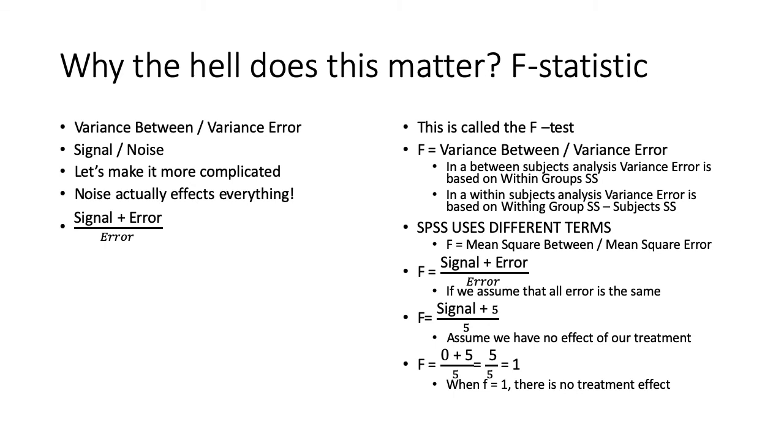When F equals 1, there is no treatment effect, right? And the signal to noise ratio would be 0 to 1 essentially. So there's no estimate of signal here. So when there is no estimate of signal, our F ratio is always 1. So an F of 1 is when we talk about the null hypothesis, that's going to be the part where the null hypothesis is true and there is no treatment effect.